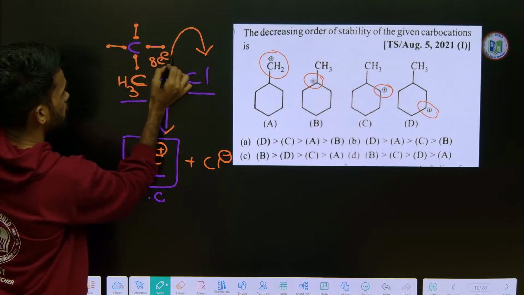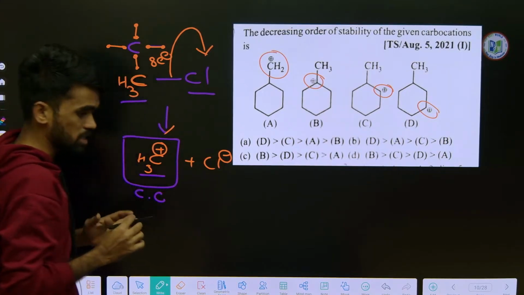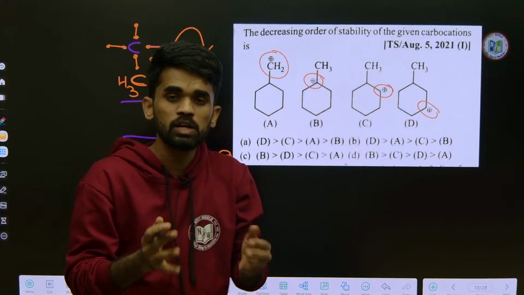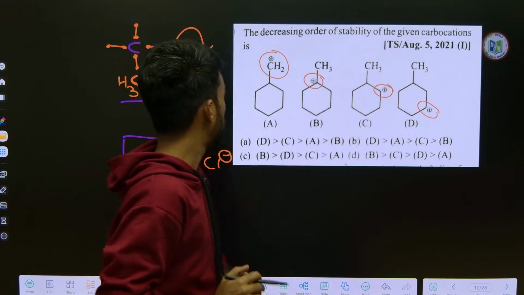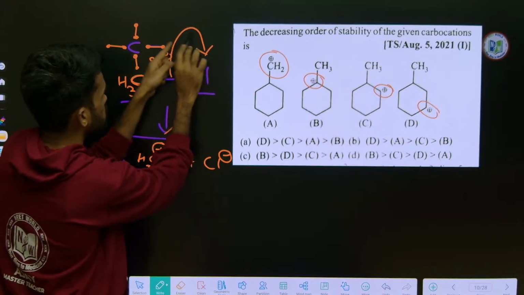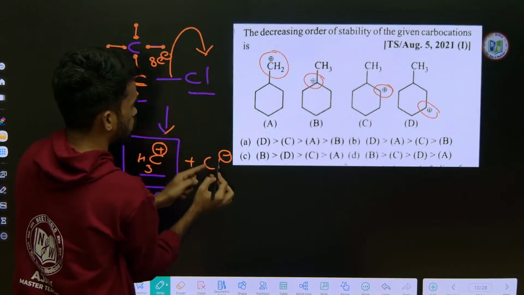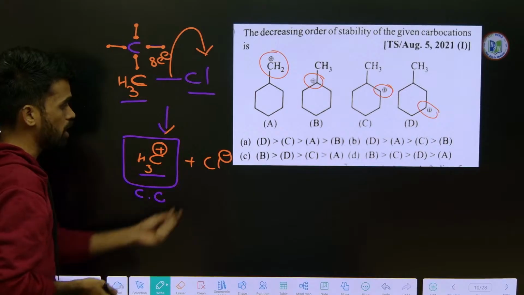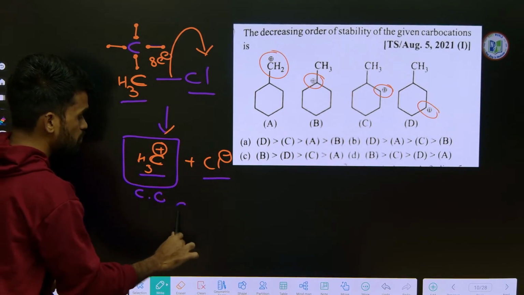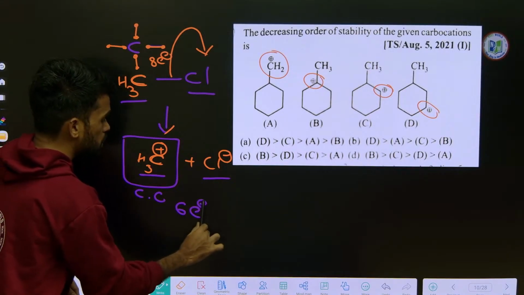So we know 8 electrons means octet configuration, that all the valence orbitals of carbon are fully filled, so it will be more stable. But when this bond is breaking, the bonded electrons go with the chlorine atom only, becoming chloride. So now this carbon has how many electrons? Only 6 electrons are present.